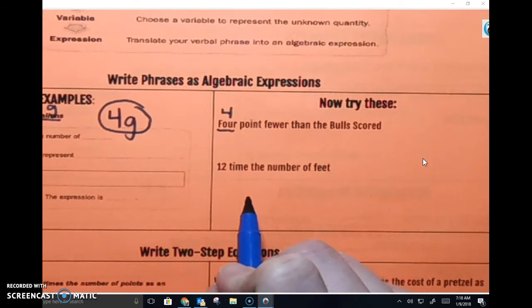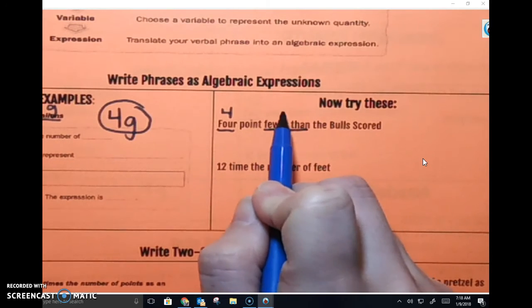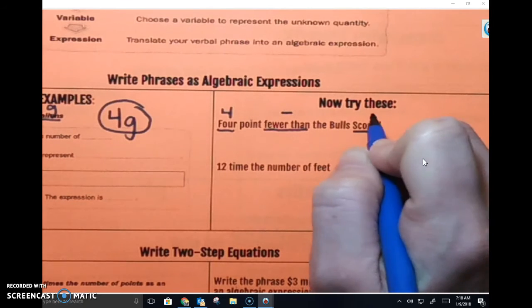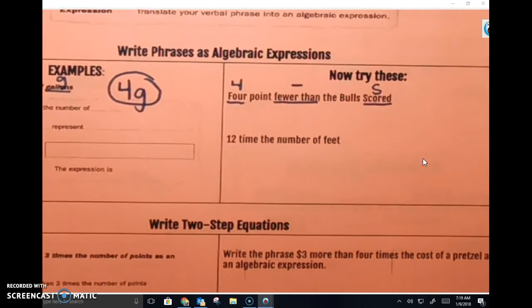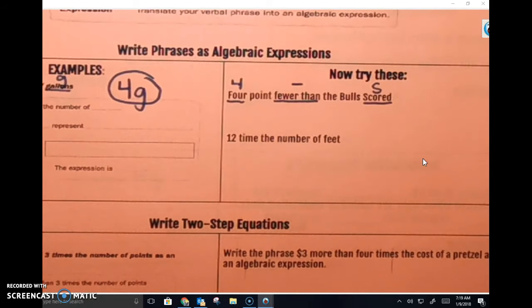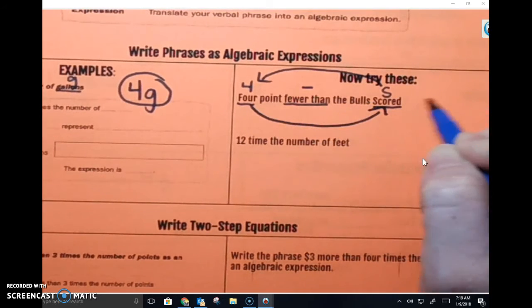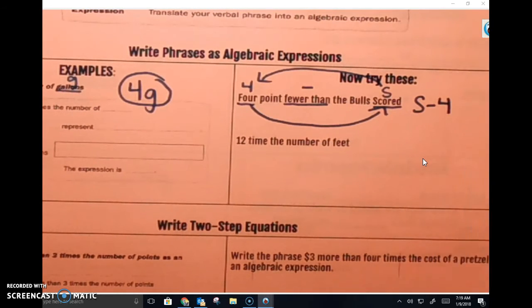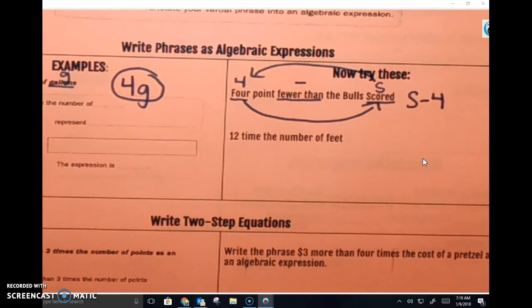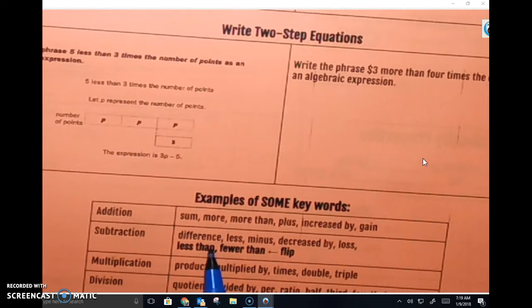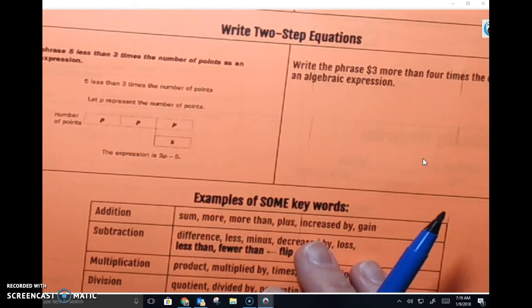4 points fewer than the Bulls scored. Fewer than means subtraction. And I'm going to pick scored for S. Now, if we have fewer than or less than, that means we're going to flip the numbers around. So instead of 4 minus S, we're flipping these. We have S minus 4 as our answer. You could even choose B for Bulls, for B minus 4. So if it says fewer than or less than, down here at the bottom, it even tells you that in bold. Less than, fewer than, that means you're going to flip it.